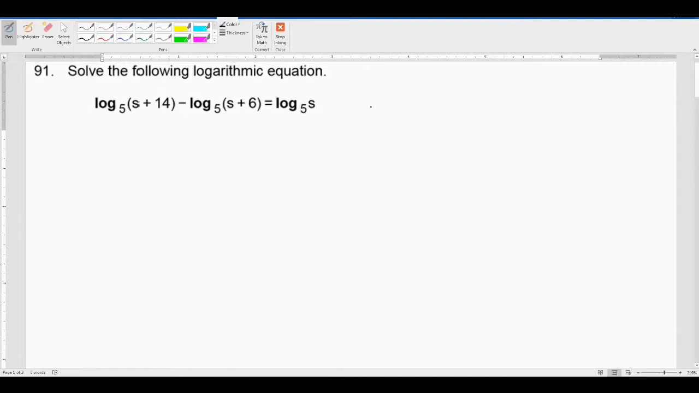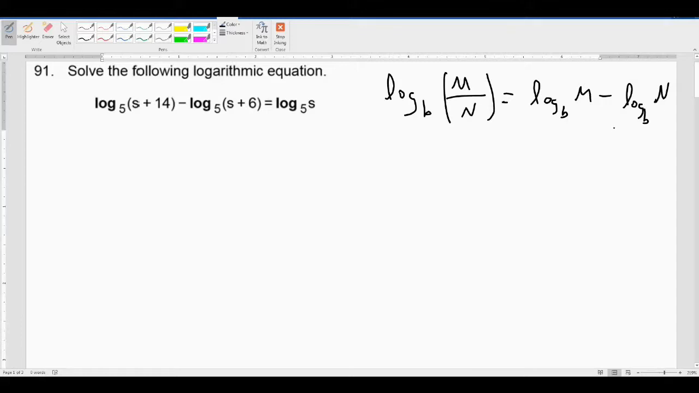On this problem, this equation, notice we have a minus sign. There's a log property that says, no matter what the base is, log base b of m divided by n is equal to log base b of m minus log base b of n. It's based on the exponent rules. When you divide, subtract exponents. Same thing going on here. And we're actually going that direction, which means we have two logs being subtracted. We can combine them together using division. So that's what I'm going to do.